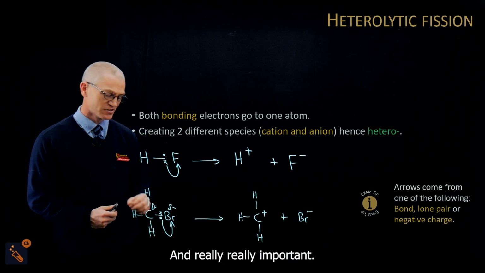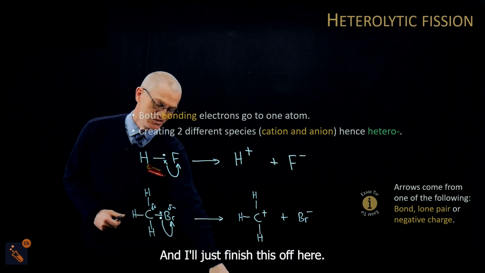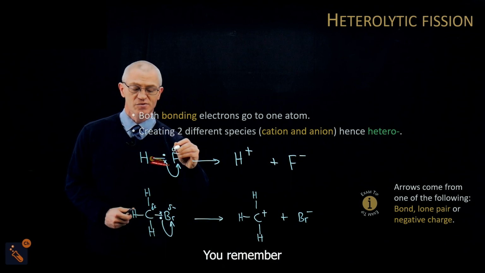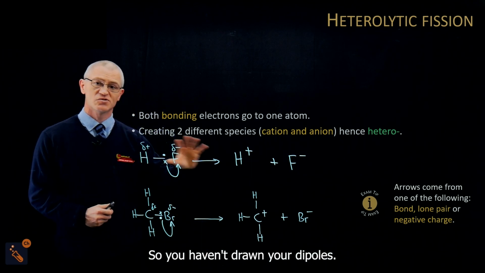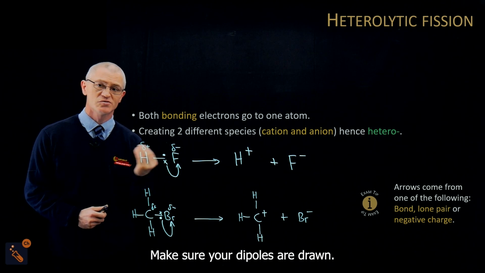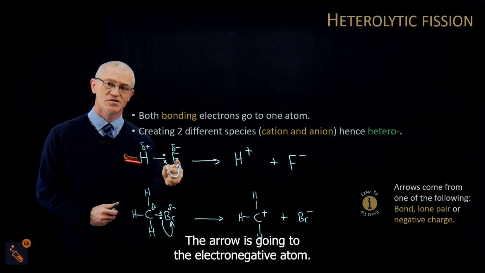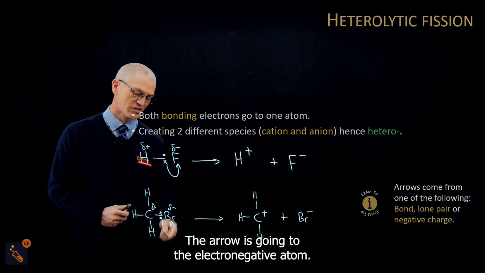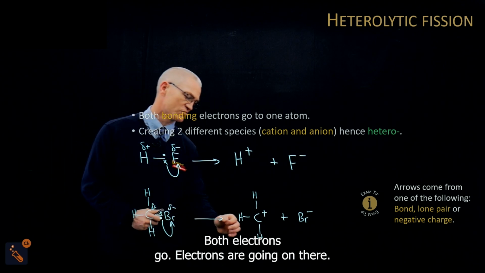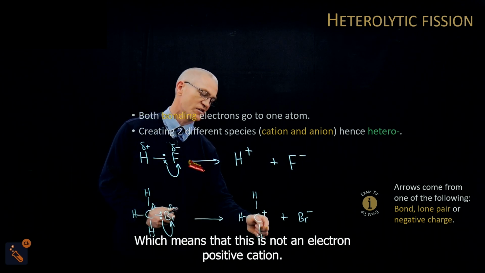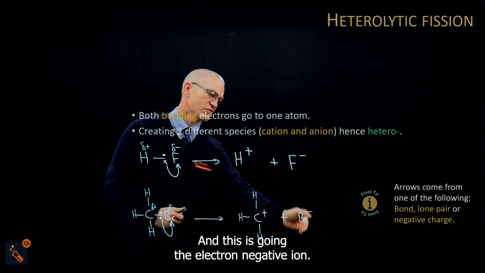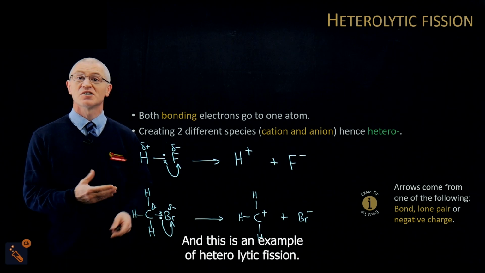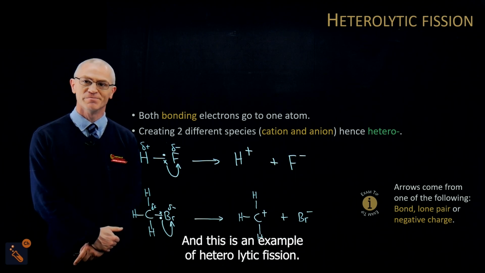Really, really important, and I'll just finish this off here, that you remember your dipoles when you're drawing them out. So if you haven't drawn your dipoles, make sure your dipoles are drawn. The arrow is going to the electronegative atom. Both electrons are going on there, which means that this has lost an electron, positive cation, and this has gained the electron, negative ion. And this is an example of heterolytic fission.